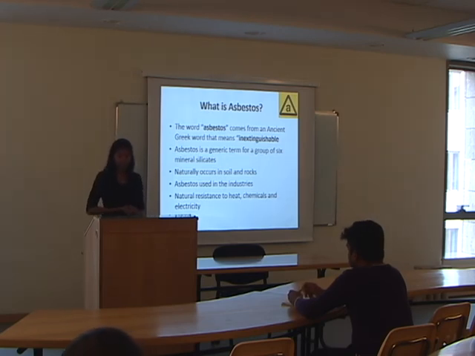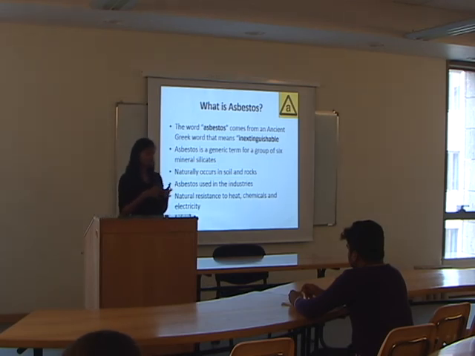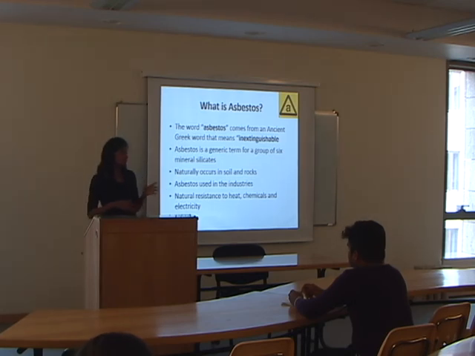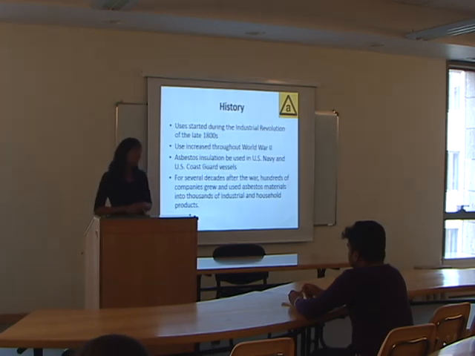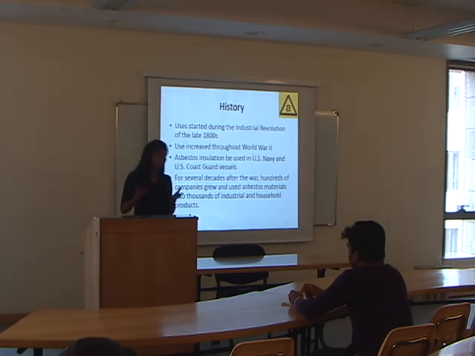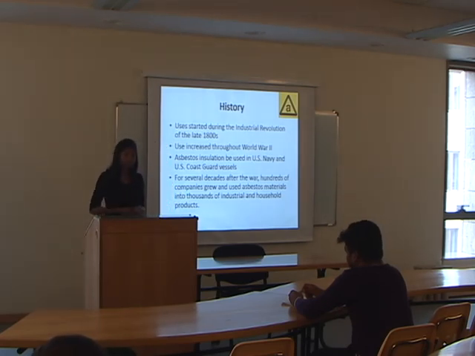Asbestos is a Greek word. It means inextinguishable. It's a generic term for 6 groups of mineral silicates. We'll see later what the 6 groups are. It's naturally occurring in the soils and the rocks. So industrial people collect those things and use them for commercial purposes because it's mainly resistant to heat, chemicals and electricity. It has been used for several centuries, but actually during the Industrial Revolution in 1800, the actual start of its use began.